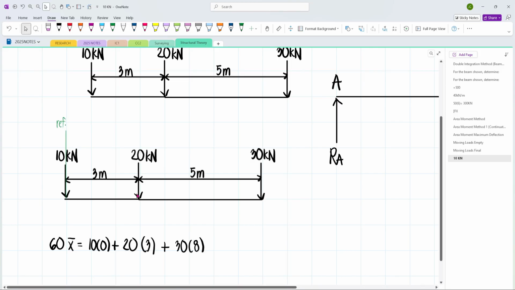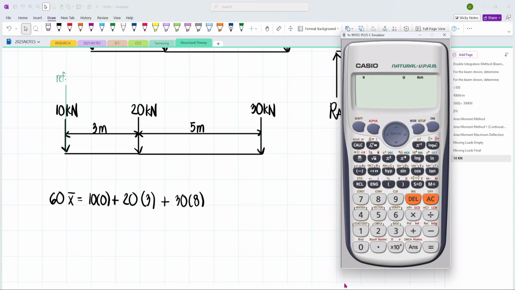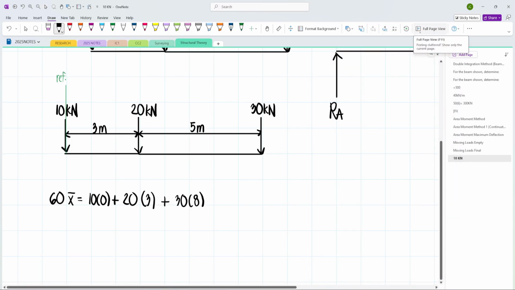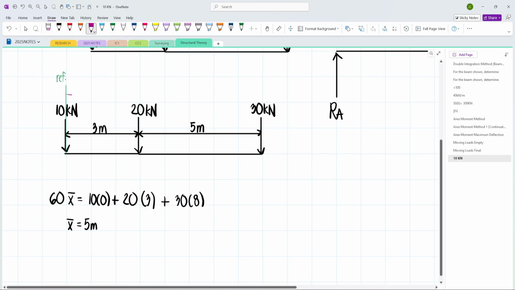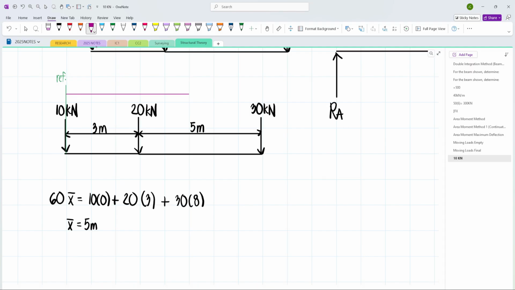Ayan. So, masosolve natin yung barred X. We have 20 times 3 plus 30 times 8 divided by 60. Ayan. So, we have 5 meters barred X. So, yung 5 meters from the left is exactly located dito. 3, 4, 5. Ito. So, this is the location of the resultant. Barred X equals 5 meters. Ayan.